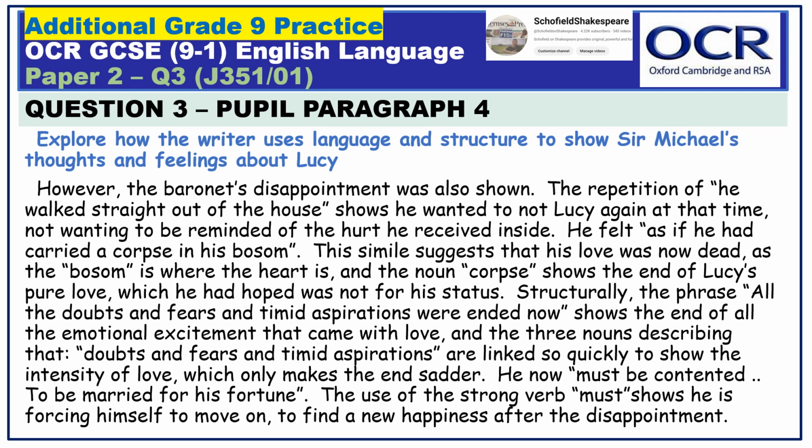Structurally, the phrase, all the doubts and fears and timid aspirations were ended now, shows the end of all the emotional excitement that came with love, and the three nouns describing that, doubts and fears and timid aspirations, are linked so quickly to show the intensity of love, which only makes the end sadder. He now must be contented to be married for his fortune. The use of the strong verb must shows he is forcing himself to move on, to find a new happiness after the disappointment. What do you think?